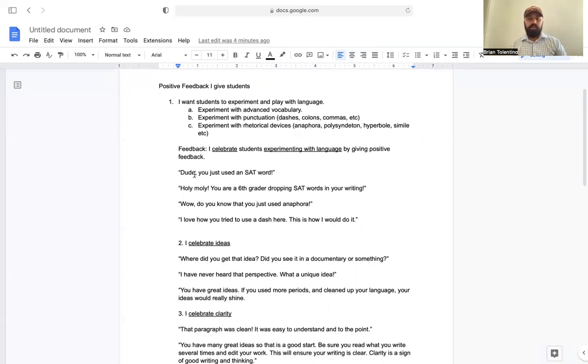And it gets students excited about words and excited about the fact that they're making progress. So I am a huge proponent of getting students the chance to experiment with language. And the first way of doing that is to experiment with advanced vocabulary.